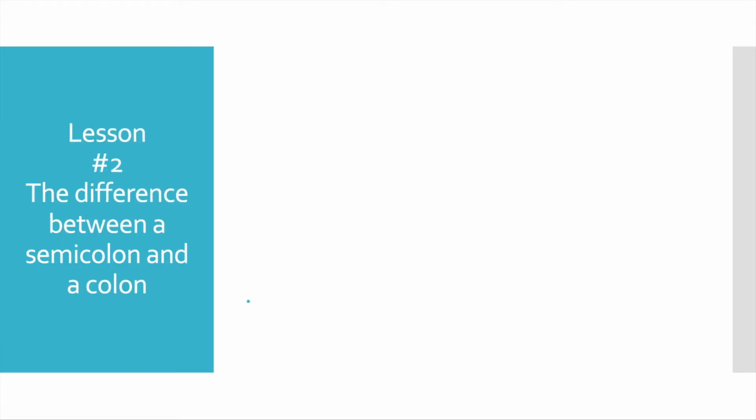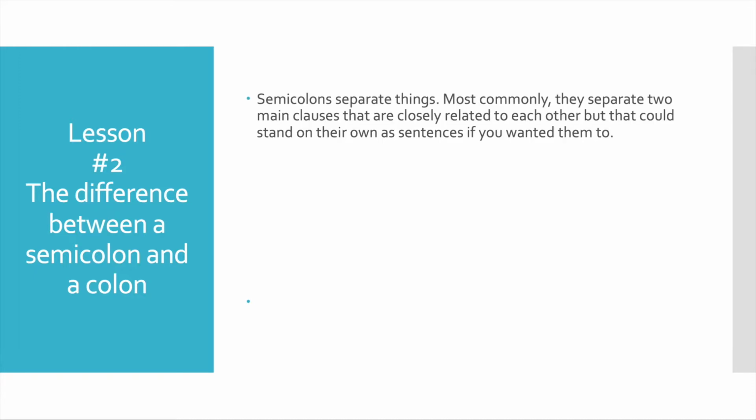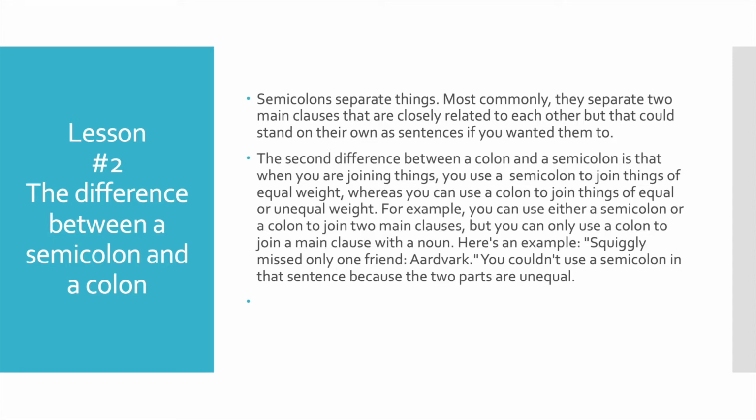Lesson number 2. The difference between a semicolon and a colon. Semicolons separate things. Most commonly, they separate two main clauses that are closely related to each other, but that could stand on their own as a sentence if you wanted them to. The second difference between a colon and a semicolon is that when you are joining things, you use a semicolon to join things of equal weight, whereas you can use a colon to join things of equal or unequal weight.